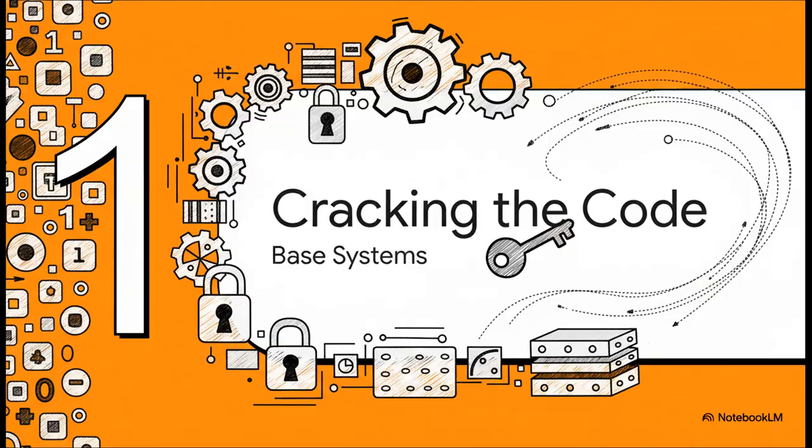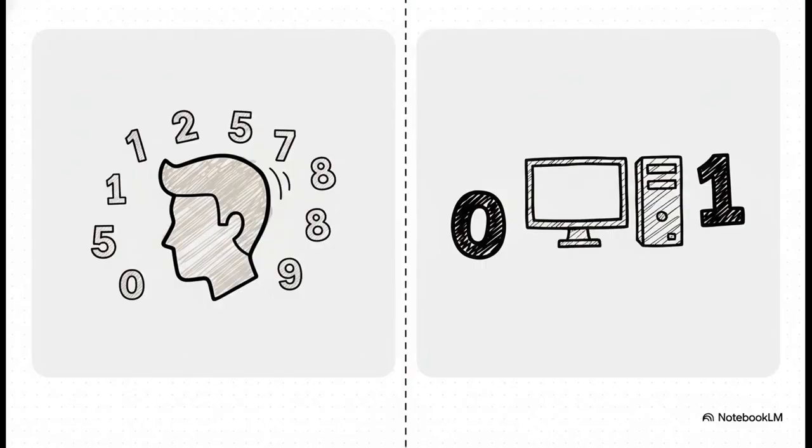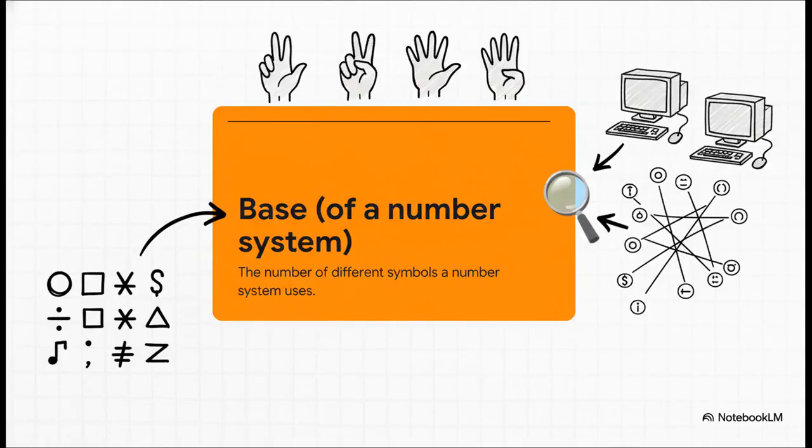So let's put these two languages side by side. On one side, you have our everyday system. It's called decimal, or base 10. Why? Because it uses 10 different symbols, the digits 0 all the way up to 9. Then you have the computer's language, binary, or base 2, because it only has 2 symbols to work with, 0 and 1. And that's the key right there.